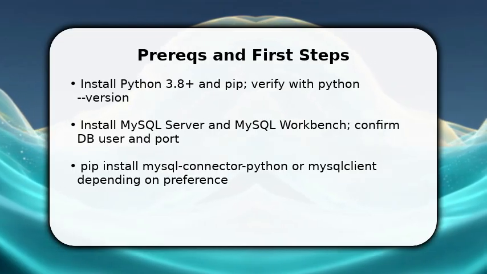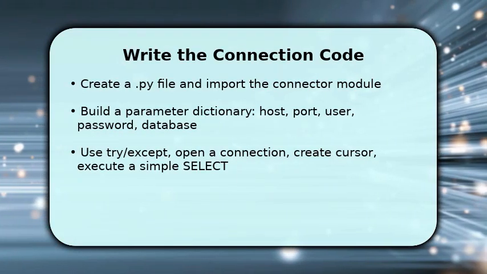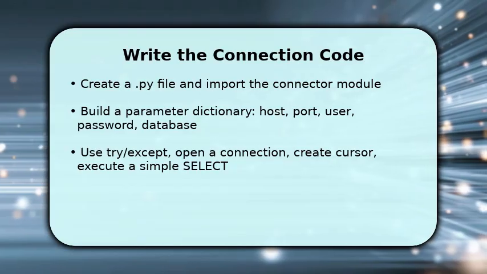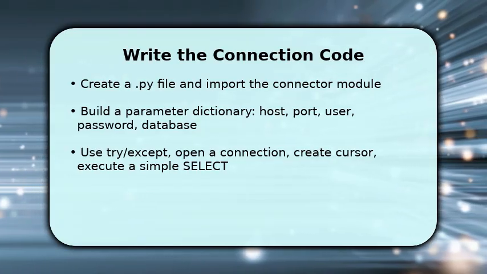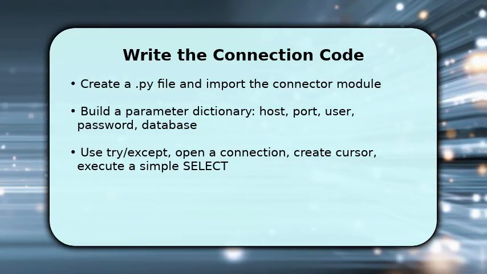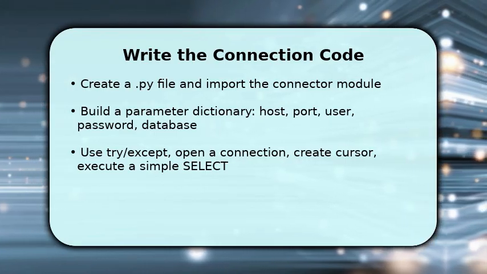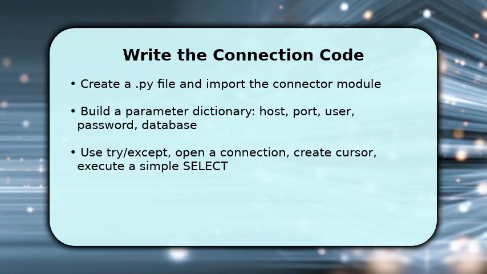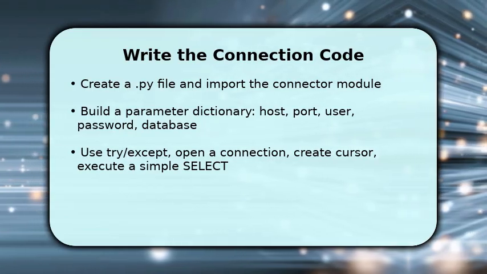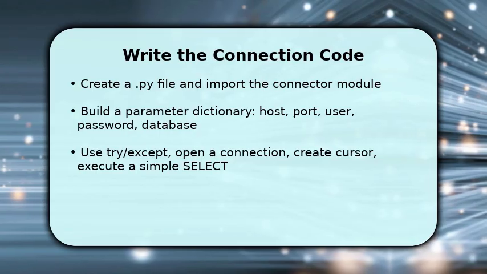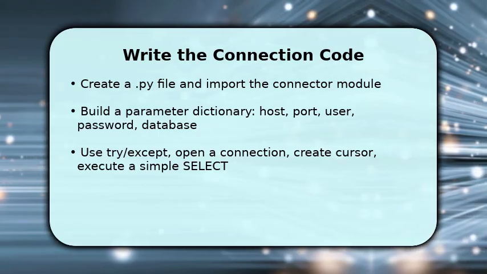Now write the Python file that opens the connection and executes queries. Import mysql.connector or the chosen client library, then construct a params dict with host, port, database, user, and password. This keeps credentials organized and easy to change. Use try and except to catch OperationalError or InterfaceError so your script fails gracefully.